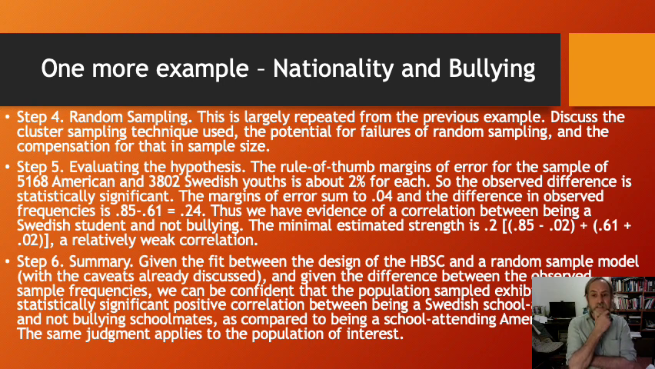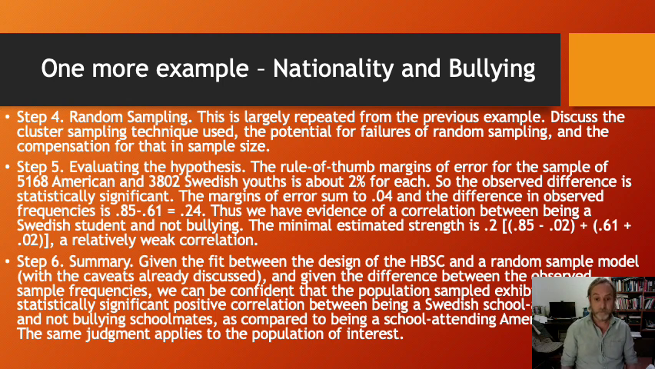Okay, so does this model approximate random sampling? We've been through this in some detail. You can repeat it largely from the previous example. You can talk about the cluster sampling technique and how it has these potential problems, these failures of randomness on both criteria, but the compensation for that in sample size. I won't go through all that again. I feel it's been covered.